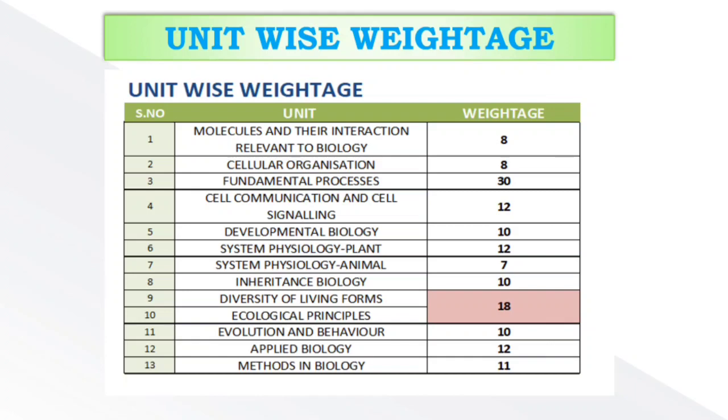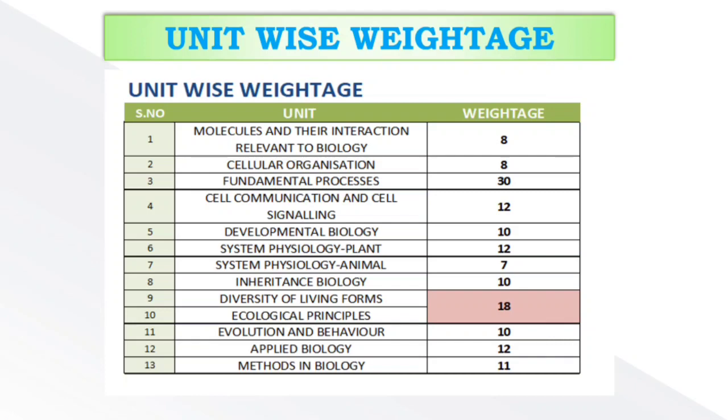And coming to Unit 4, cell communication and cell signaling, you will be asked around 12 questions. From developmental biology, you will be asked around 10 questions. And systems physiology plant, Unit 6, you will be asked around 12 questions.